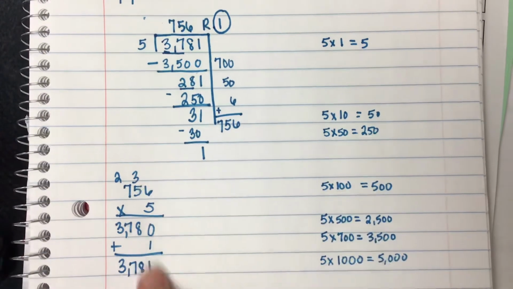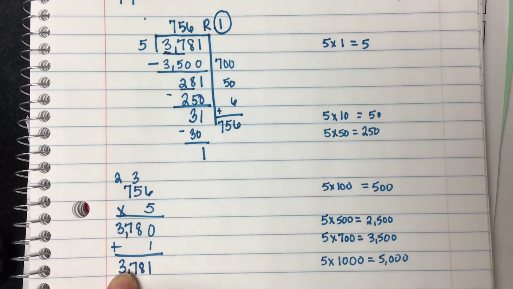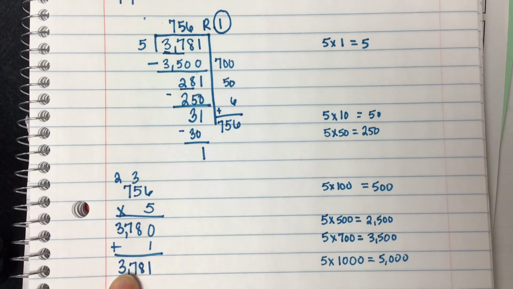Okay, should I ever just write this down, or should I actually multiply and add? Actually multiply and add.